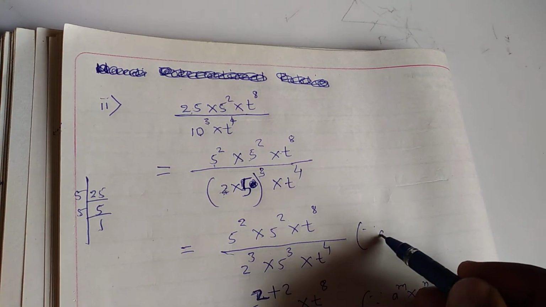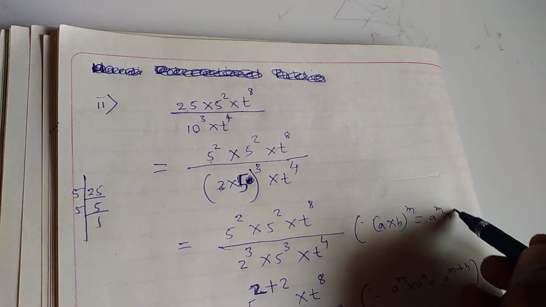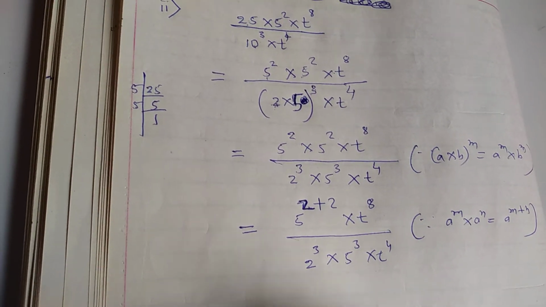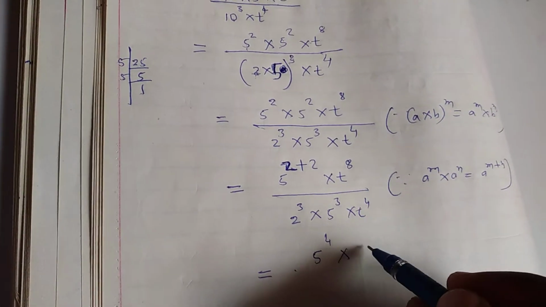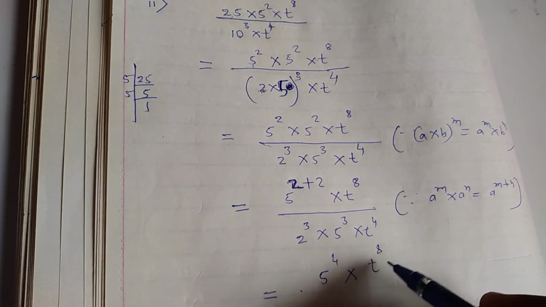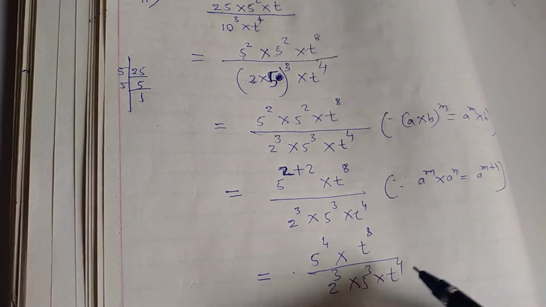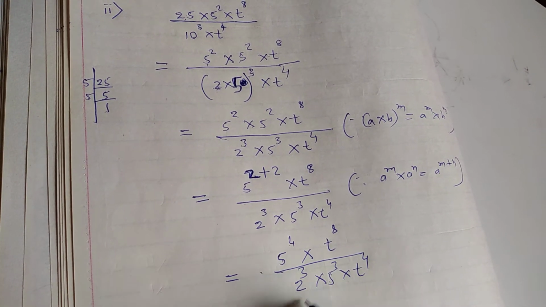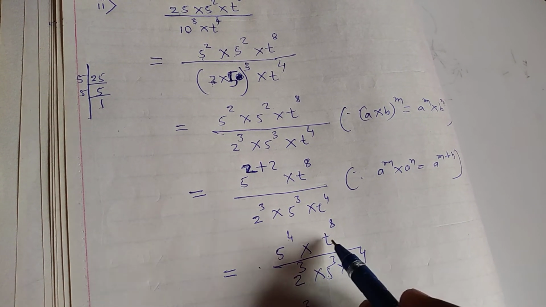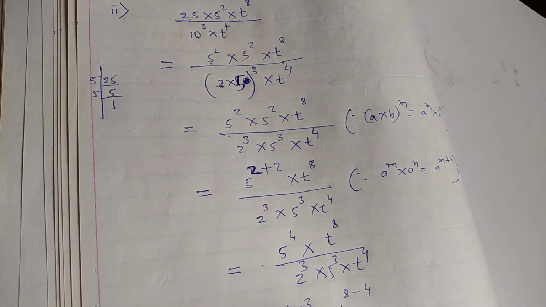a raised to m into a raised to n is equal to a raised to m plus n. Here also we have to write the reason for this step: (a into b) bracket raised to m is equal to a raised to m into b raised to m. Understood? See the next step, students. Here this is 5 raised to 4 and this one t raised to 8, and this one 2 raised to 3 into 5 raised to 3 into t raised to 4. So the next is that 5 raised to 4, a raised to m divided by a raised to n is equal to a raised to m minus n, and this 2 raised to 3 as it is.